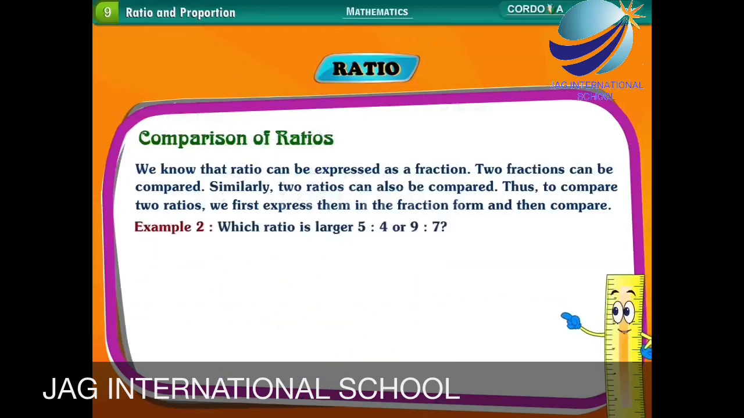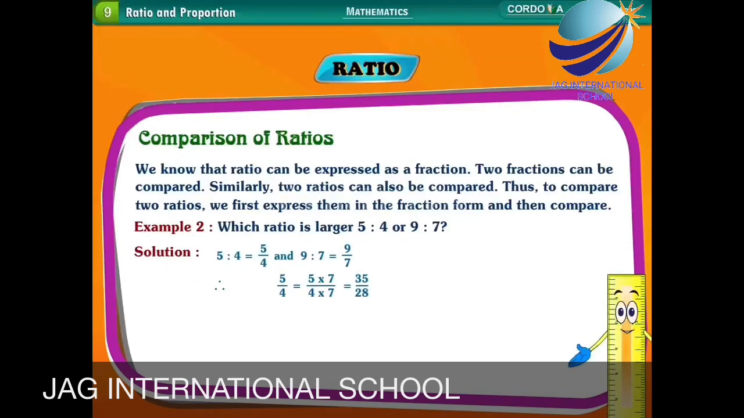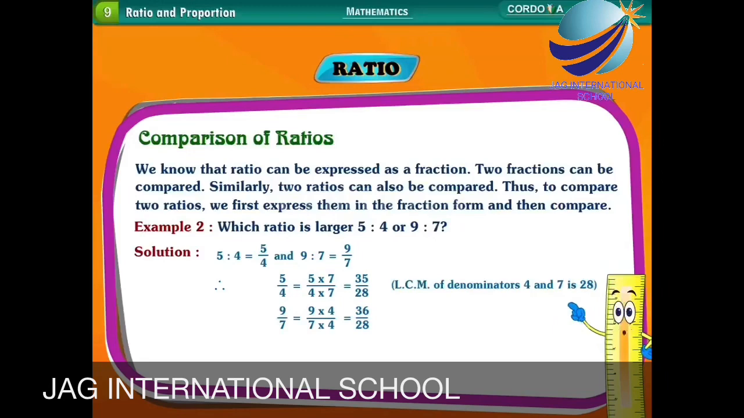Example 2. Which ratio is larger, 5:4 or 9:7? Solution. 5:4 is equal to 5 upon 4 and 9:7 is equal to 9 upon 7. Therefore, 5 upon 4 is equal to 5 into 7 upon 4 into 7, which is equal to 35 upon 28. LCM of denominators 4 and 7 is 28. 9 upon 7 is equal to 9 into 4 upon 7 into 4, which is equal to 36 upon 28. Now, 36 upon 28 is greater than 35 upon 28, since 36 is greater than 35. This implies 9:7 is greater than 5:4.